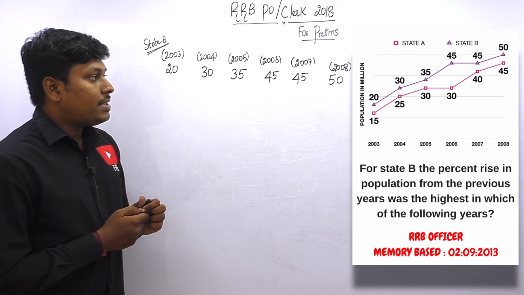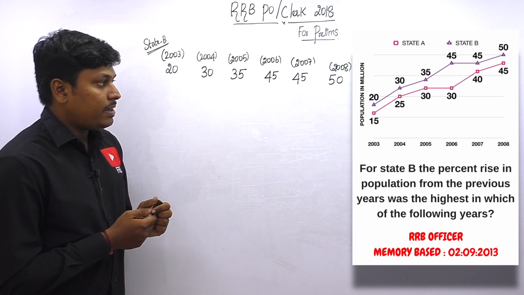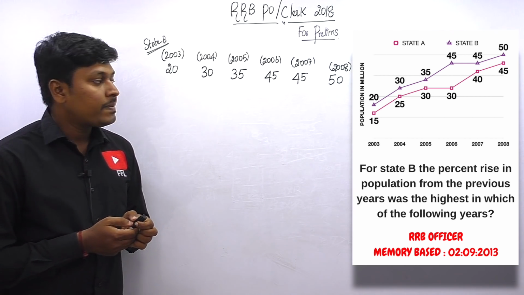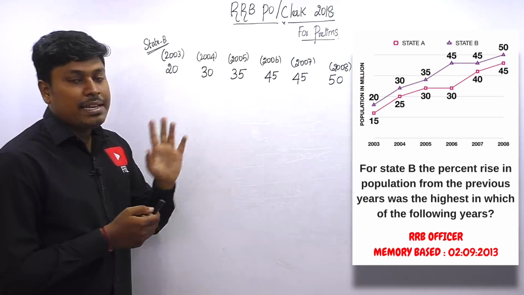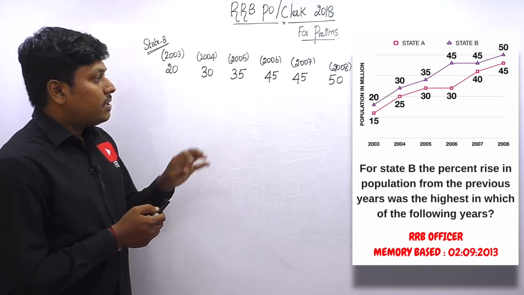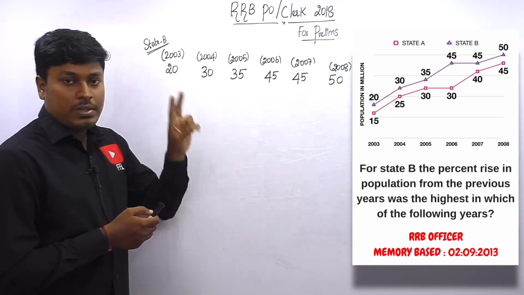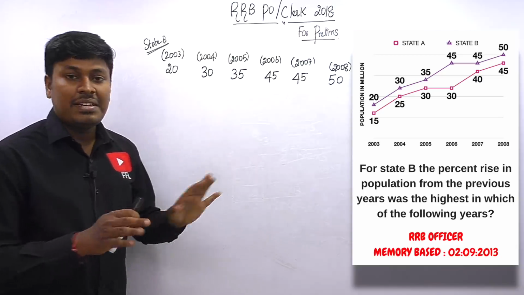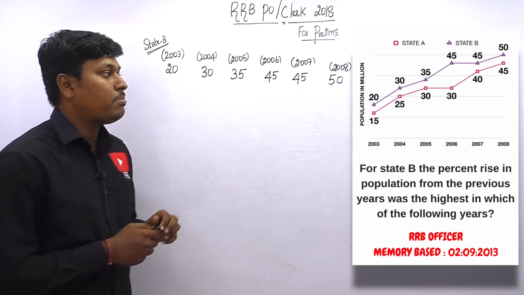In this line chart there are 2 lines. One line is for state A and the second line is for state B, and all the values are given in millions. So the data covers 6 different years and 2 different states, and all the values are given in millions, right? So let me move on to question number 1.